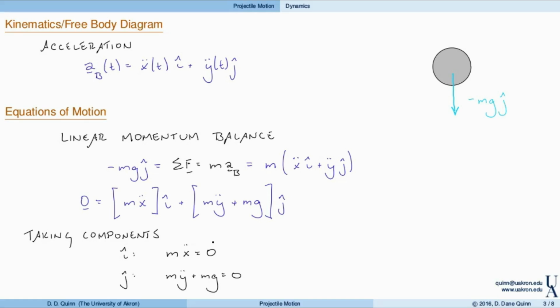Well, we can simplify these equations, and notice here that the mass can be cancelled out from all of these terms to find the following equations of motion. x double dot equals 0, and y double dot equals minus g. And these two equations describe the dynamics of this system.